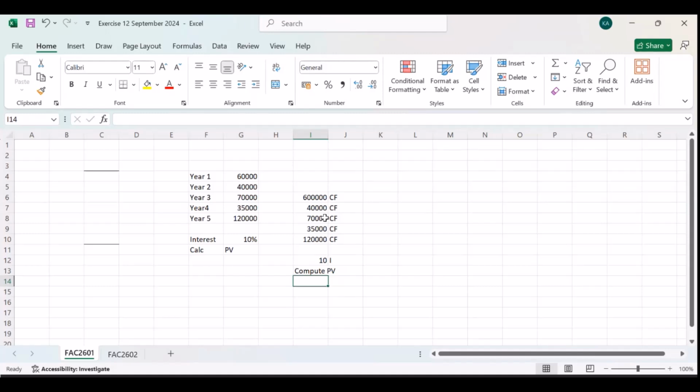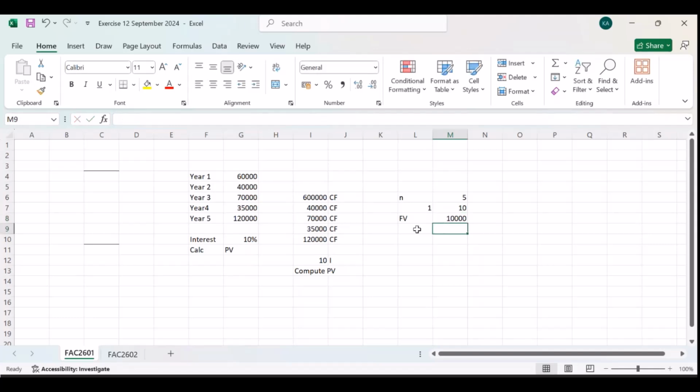Then you have your interest 10, you press I, and compute present value to give you your present value. But in an instance where I tell you that your n, or the number of periods, is, let's say, 5 years, so you have a 5-year loan, this is your n. Your n is 5. Then your interest rate is 10%. Then your future value is, let's say, 10,000.